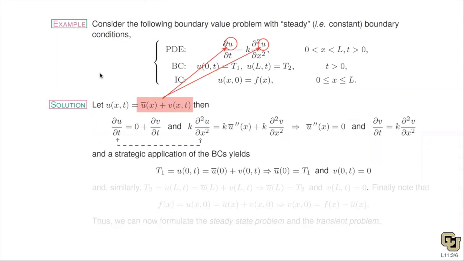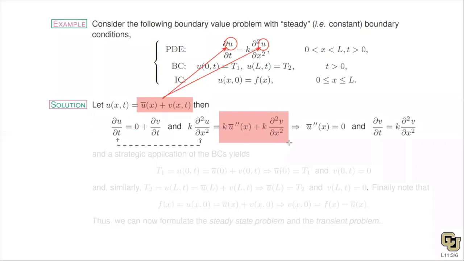And so when I do that here, I calculated each side. Partial U partial T is 0 plus partial V partial T. And K, the second partial of U with respect to X, is K U bar double prime of X plus K times the second partial of V with respect to X. And so now we equate like terms, so here, the partial with respect to T of V, obviously I equate with this K second partial with respect to X of V. And everything else we equate to each other.